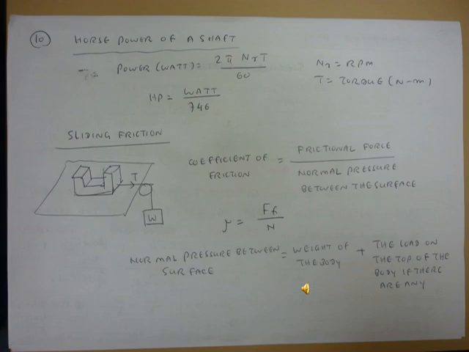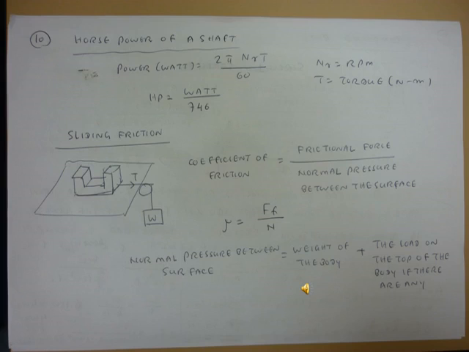And then the equation that we will use to calculate the horsepower of the shaft. The power in watt can be calculated as 2 pi NT divided by 60, where N is the RPM and T is the torque in Newton meter. So power in watt equals 2 pi NT by 60. Horsepower can be calculated as watt divided by 746.